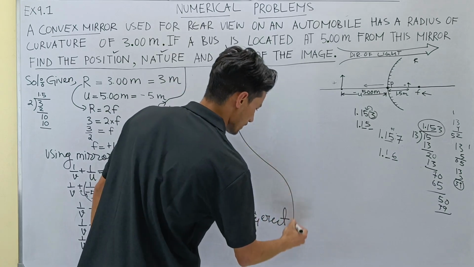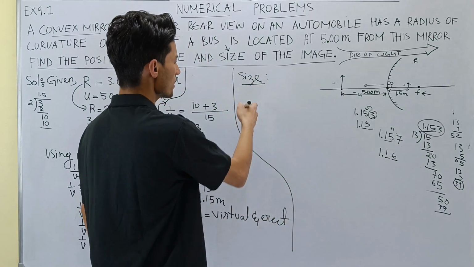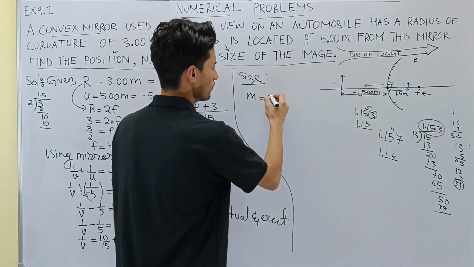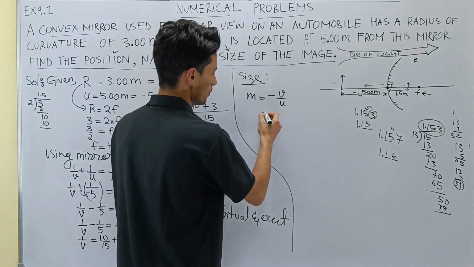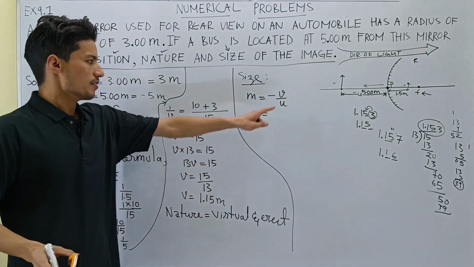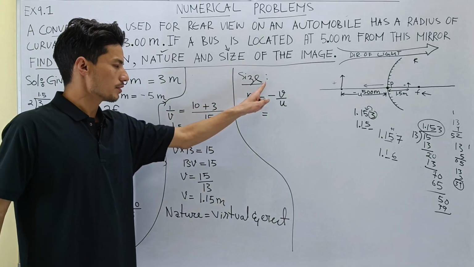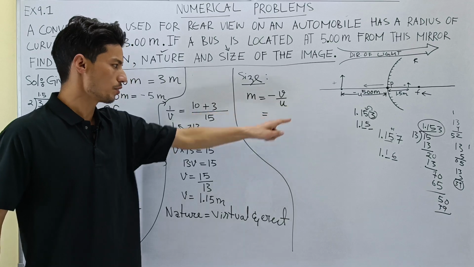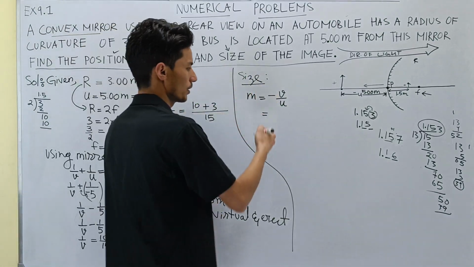Okay, now we'll find size. To find size, I will be using the formula of m. The m formula is minus the image distance by u. I have both the values of v and u, so this formula can help me find the size. That's why I'm opting for this one, not the other one.